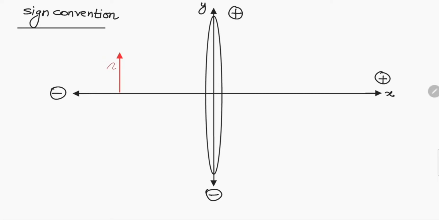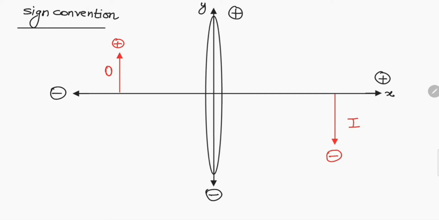This is the object, red colored, placed always on the left hand side, and it is denoted by symbol capital O, the size of the object. Hence the size of the object will be always vertically upward. So size of object is always positive. Suppose a real image is formed, so let me draw: real image is always inverted. Correct? And the size of the image is denoted by the symbol capital I, and for a real image the size will be always minus because it is vertically downwards.